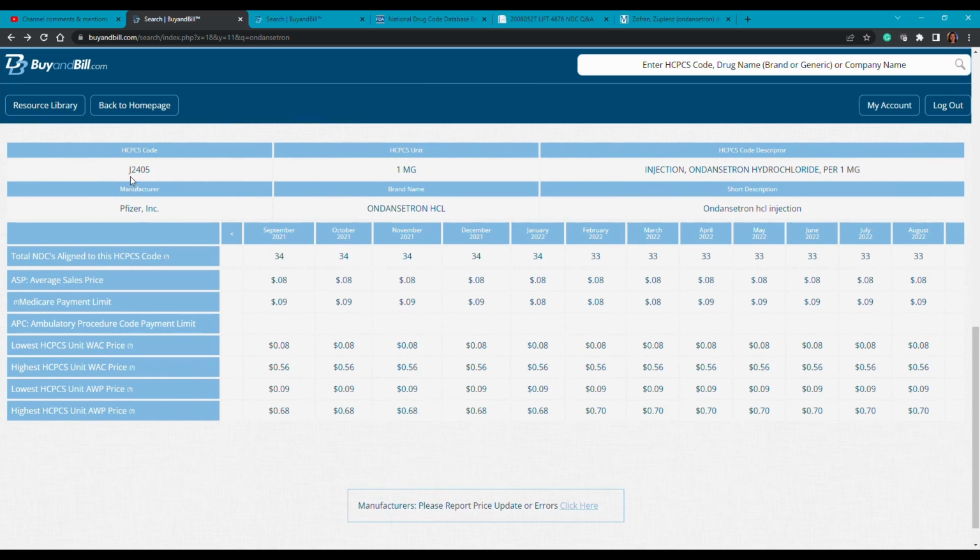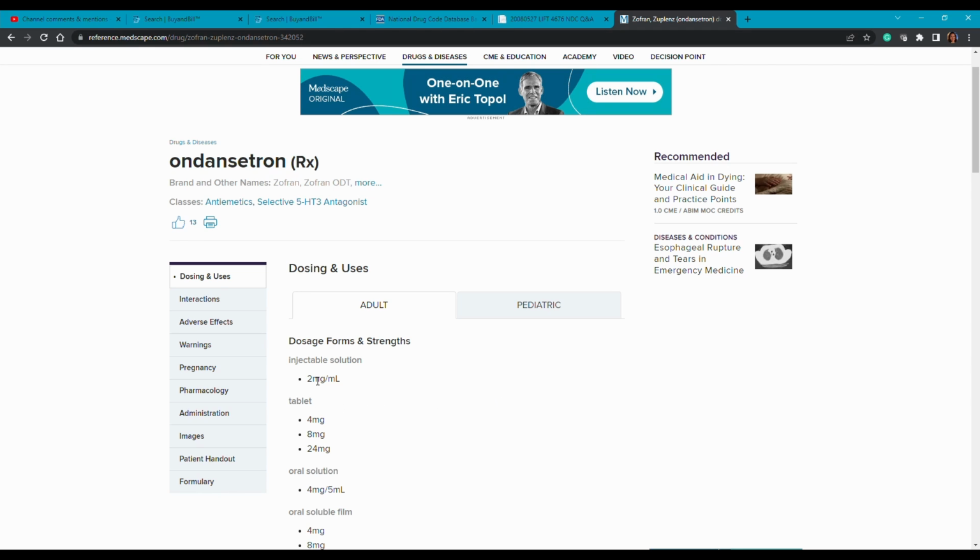So it's a J code. J2405 is the HCPCS code. It's ondansetron HCl. It's injection. This is a short description, so it will tell you the descriptor for the HCPCS, and it's per milligram. So you're like, okay, there's gotta be a little math here to be able to bill it because we can't bill in milligrams, we have to bill in milliliters. So when I looked up this drug right here, we see that 2 milligrams is 1 milliliter, okay?